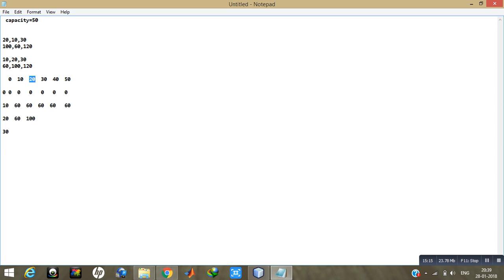Okay guys, and the third case: if we talk about this 30, the last case, then at this point 30 comma 10, the capacity 10 is less than 30. So we cannot pick this 30 because our capacity is 10. For that case we'll just need to copy the value of the above row. So here it's 60. Let me firstly complete this one.